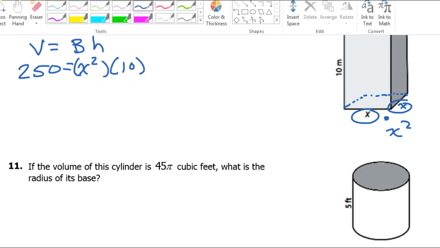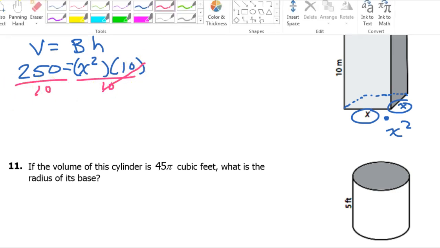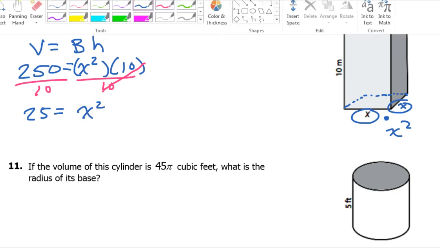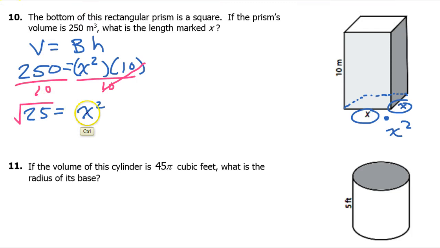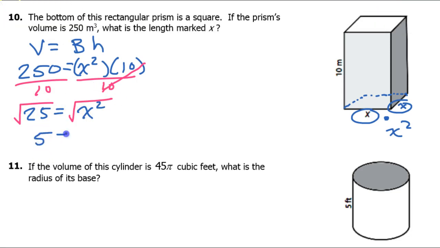So of course the next thing I'm going to do is divide both sides by 10. That's going to give us 25 is equal to x squared. And then if you want to get x by itself, if you want to unsquare this, you have to take the square root of both sides. So that's going to be 5 is equal to x. Okay, so that is going to be the answer to number 10.